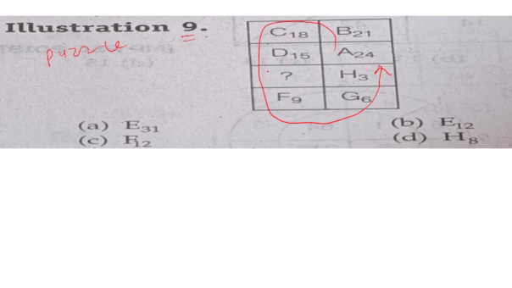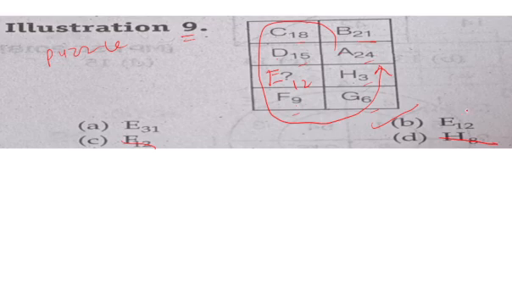Definitely E is there, F, G, H. So this F is not possible, H is not possible. Here it is 31 and 12. Again, which logic can we see? Yes, every number is divisible by 3. Every number is divisible by 3. So 31 is not divisible by 3, so we will go with this E12. E12 is the answer for this question.